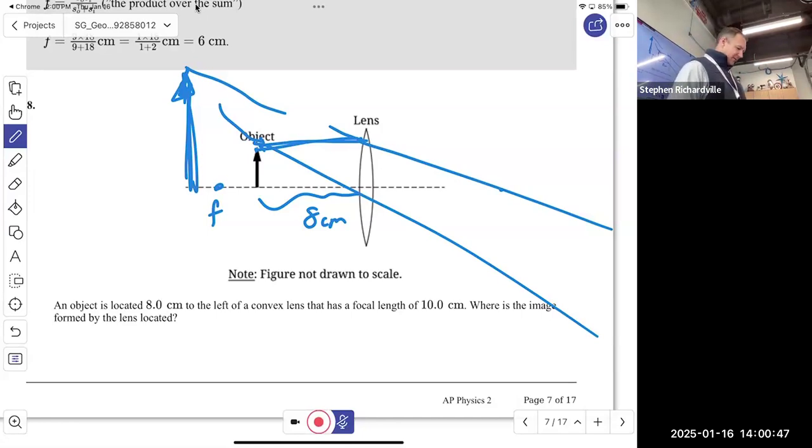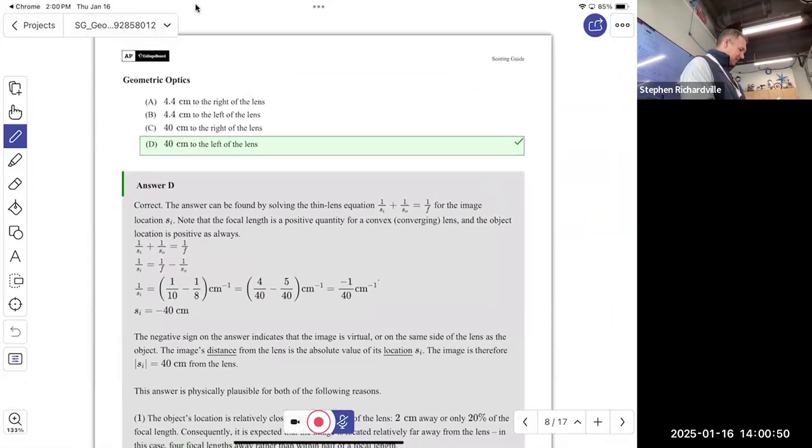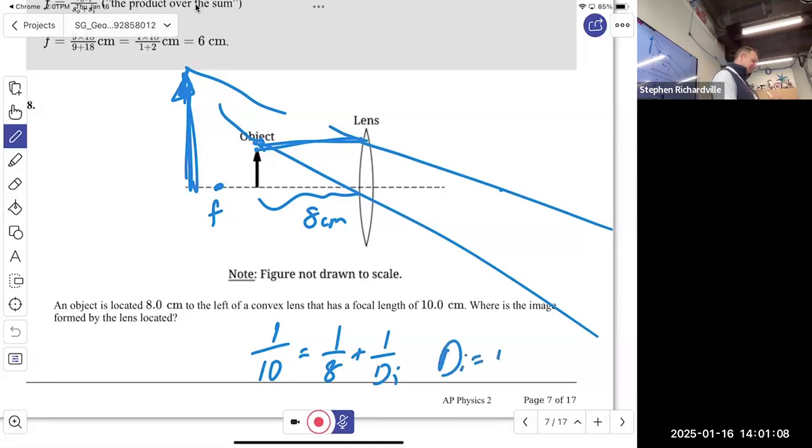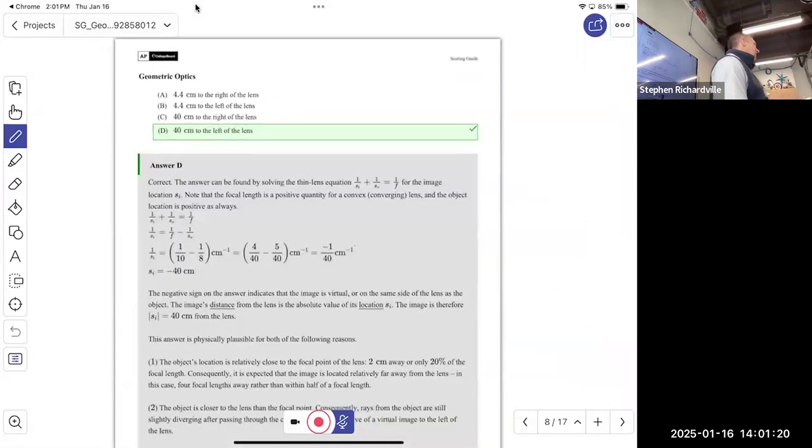So I go to my answers. Oh, did it give me numbers? Oh, it did. Yeah, so to finish that off, I'm going to have 1/F equals 1/DO plus 1/DI. So I guess I went a little bit too far with that whole discussion, but DI ends up being 40. But specifically, it's not just 40. It's negative. So what does that mean? I think what they're doing here is they're trying to say, what does that mean for you?